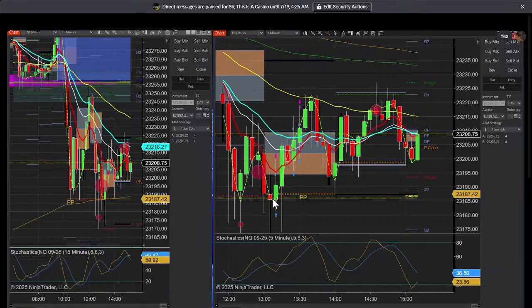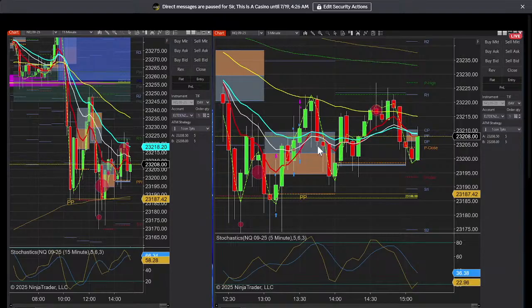And I use this more for protection. I don't use it for entries. Since we're over here, where was my example I wanted to show you earlier? Right here. Okay, we got this big slam down.